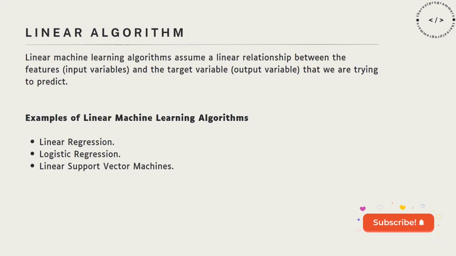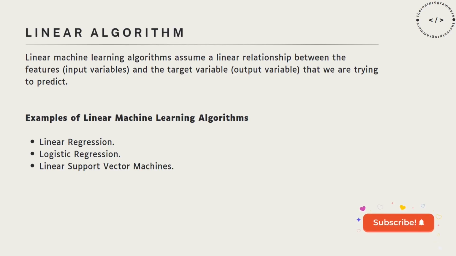Conceptually, we can classify machine learning algorithms into two main categories, linear and non-linear. Today in this video, we will be learning about linear regression, which is a linear machine learning algorithm. Let's dig deeper to know more about linear machine learning algorithms. Linear machine learning algorithms operate under the assumption of a linear relationship between the features and the target variable. Features are the input variables and the target variable is the output variable that we aim to predict. Some examples of linear algorithms are linear regression, logistic regression, and linear support vector machines.